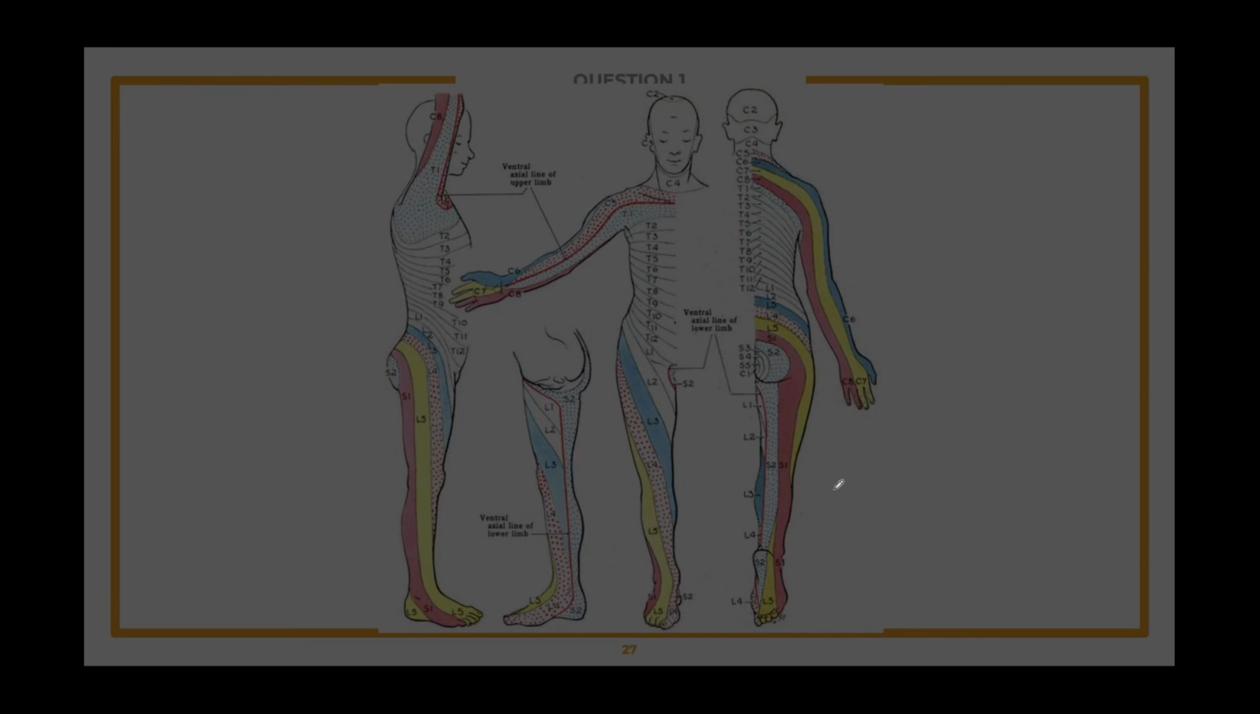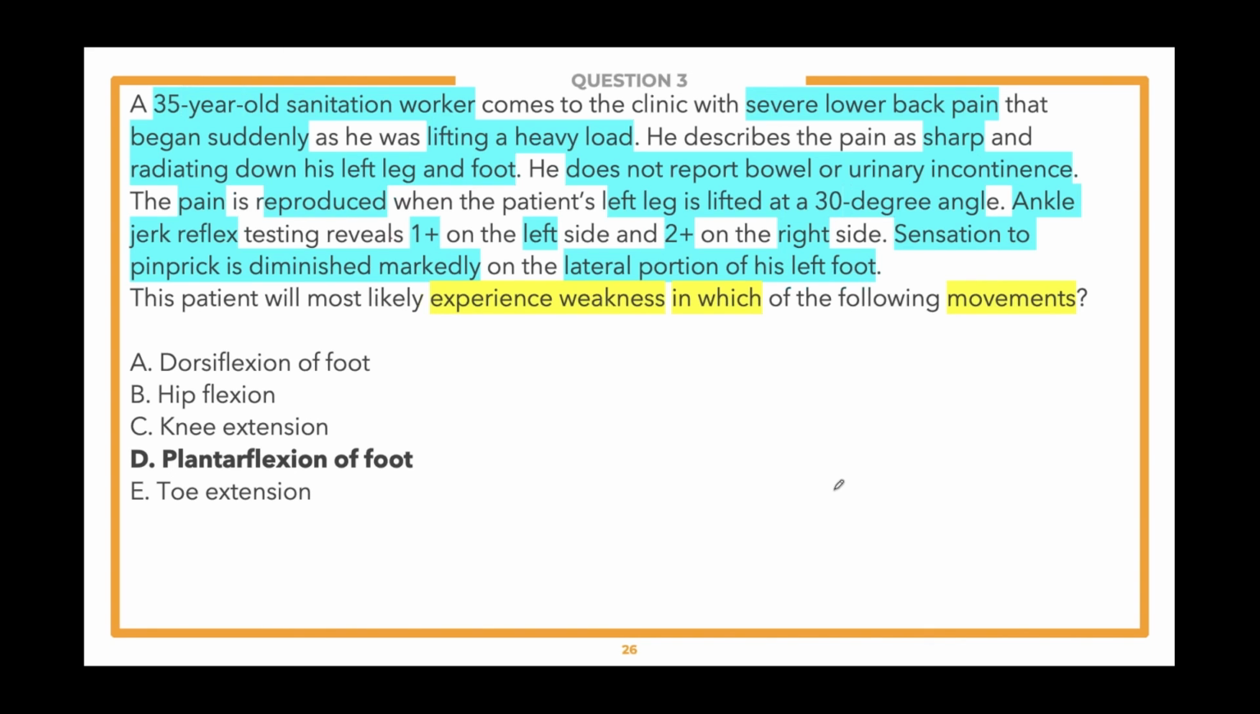Take a look at the other answer choices. Answer choice E would be getting at L5 radiculopathy. Knee extension, as we mentioned, is anywhere from L2 to L4, but primarily L4 radiculopathy. Hip flexion could also be L2 to L4 radiculopathy. Then lastly, A, as we talked about, dorsiflexion of the foot, that would be more L5 radiculopathy. So great job with this question. We'll move on to the next question.